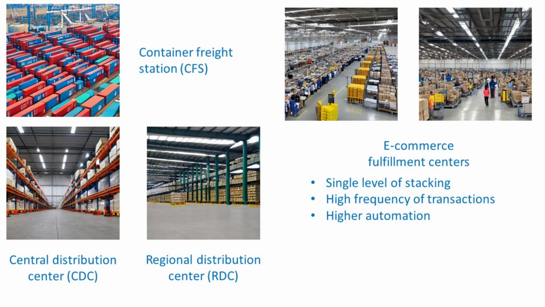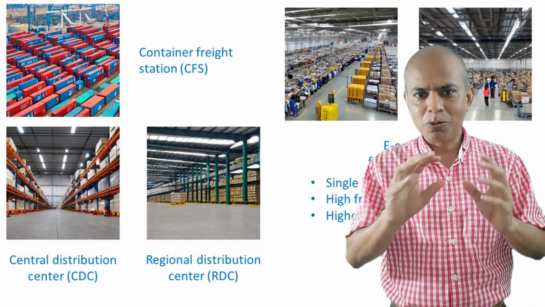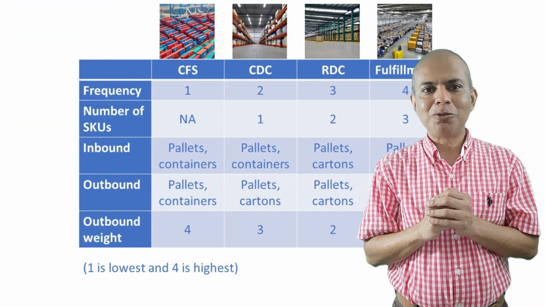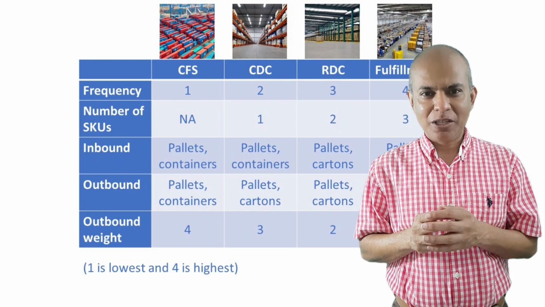And another thing that happens there is that they have super high use of technology. You would see massive amounts of sorting, some kinds of automation. So you could search for videos on Kiva robots at Amazon warehouses. But these are all hotbeds of technology. So now these are, at the basic level, 3 different types of warehouses according to their activity or their position in the supply chain. To give you a perspective on what we just said, all these 4 types of warehouses have been ranked here according to their frequency, number of SKUs, etc.